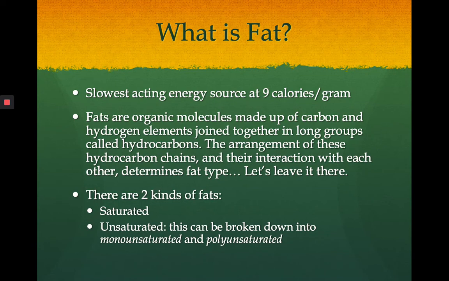So what is fat? Well, it is the slowest acting energy source at 9 calories per gram. If you recall, carbohydrates and protein have 4 calories per gram. Fat has more than twice that much, so it is an amazing source of energy, although it is the slower acting energy source, so our bodies don't access it as quickly.